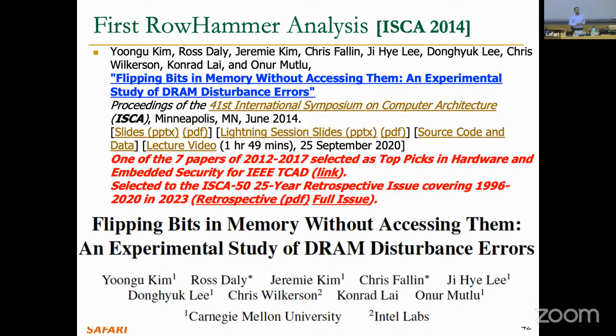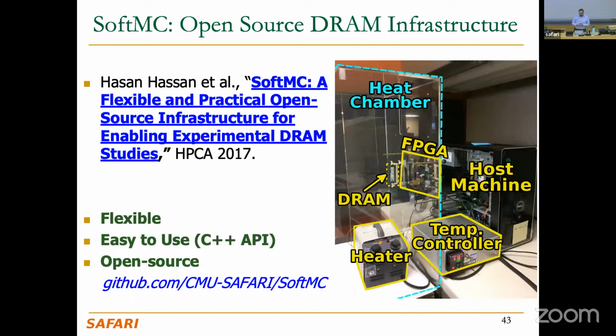So let's dive into this paper that was published in 2014. In this paper, they used this infrastructure where you have a host machine and an FPGA, and DRAM is plugged into this FPGA. And there's a heat chamber that the DRAM chip sits in, and there's a heater that heats up this chamber. And there's a temperature controller that measures the temperature inside and turns the heater on and off, so you can have stable environmental conditions for this DRAM chip to test here.